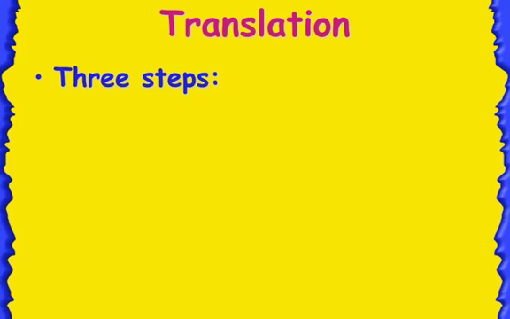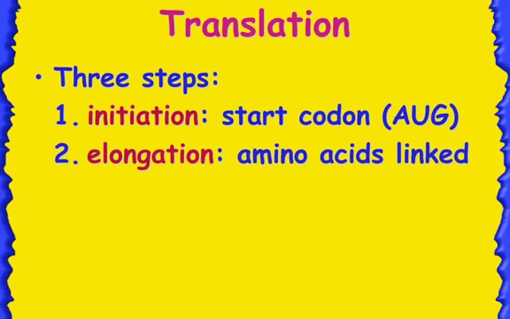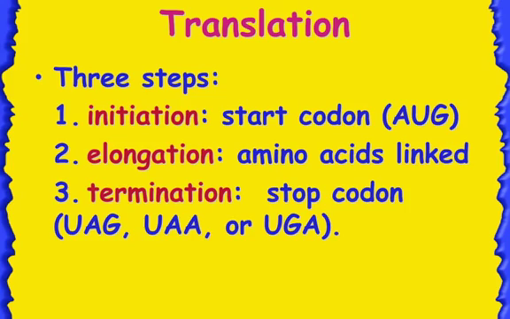There are three steps to translation. First, we have to have a start codon, which is always AUG or methionine. Second, we add the amino acids onto our chain. And third, then we have a stop codon. You do not need to remember what the stop codons are, but I will expect you to remember that AUG is the start codon and the amino acid is methionine.